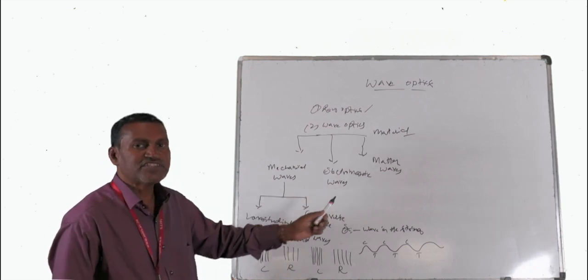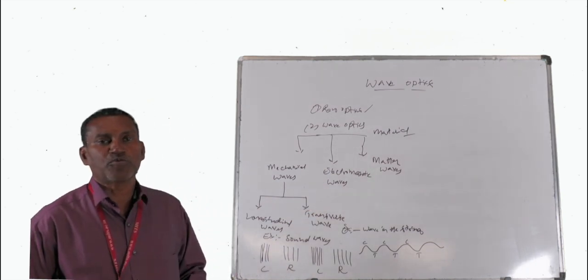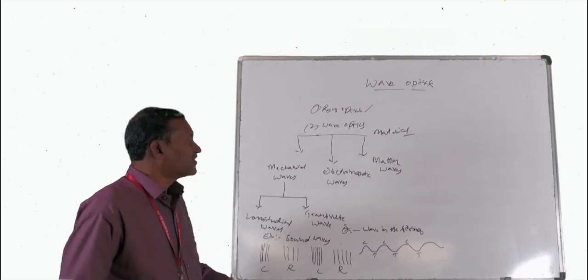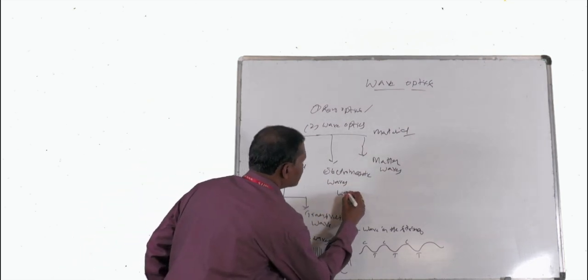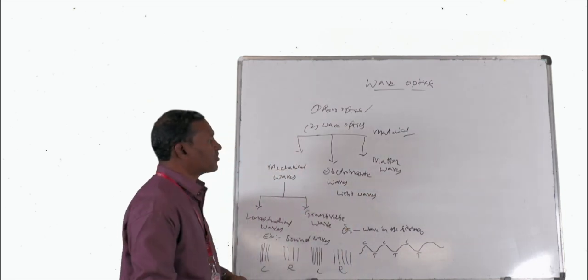So a medium is not required. That means electromagnetic waves transmit through vacuum; without a medium, these waves are transferred. The example is light waves. Light waves are an example of electromagnetic waves.